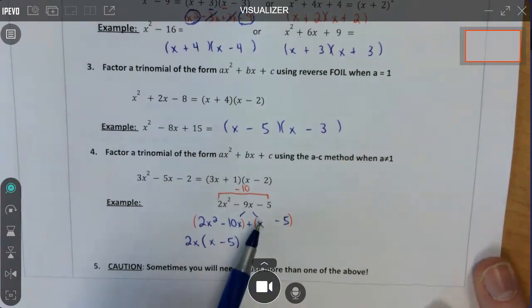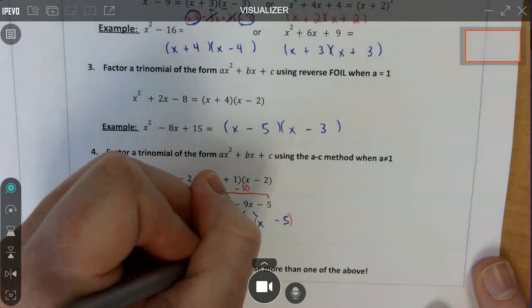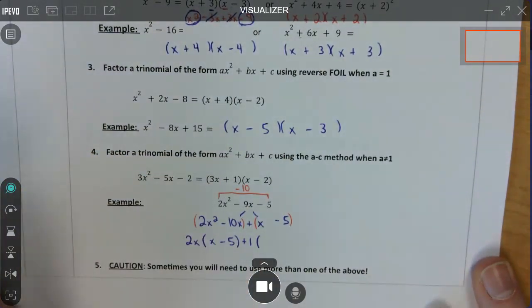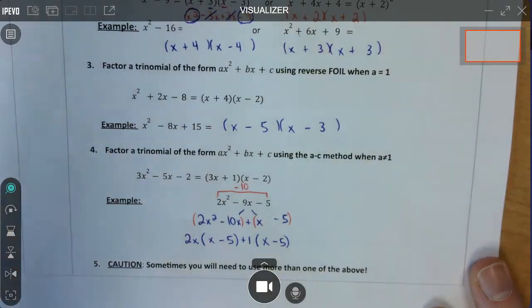Now with this group, the only thing that can be factored out is a 1. It's the only thing that's common to both x and minus 5. So I take out that 1. Remember, anything times 1 is itself. And I'm at x minus 5.